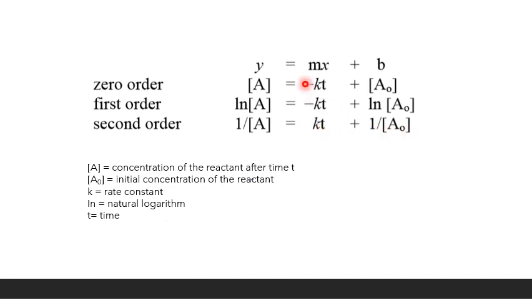So here, all are in the form of the standard linear equation, that is y equals mx plus b. And we can see that concentration A is the concentration after a certain time t, and concentration A0 is the initial concentration of the reactant.